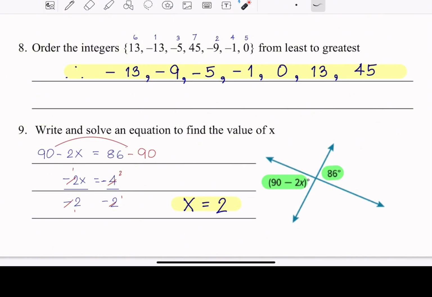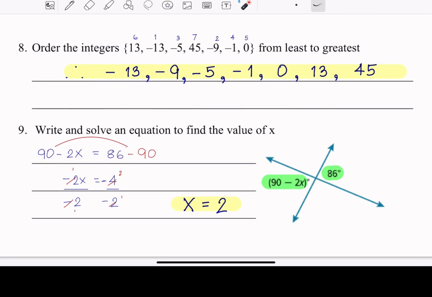Question number 9. Write and solve an equation to find the value of x. So this is our figure. These are vertical angles, and vertical angles are equal. So 90 minus x is equal to 86.